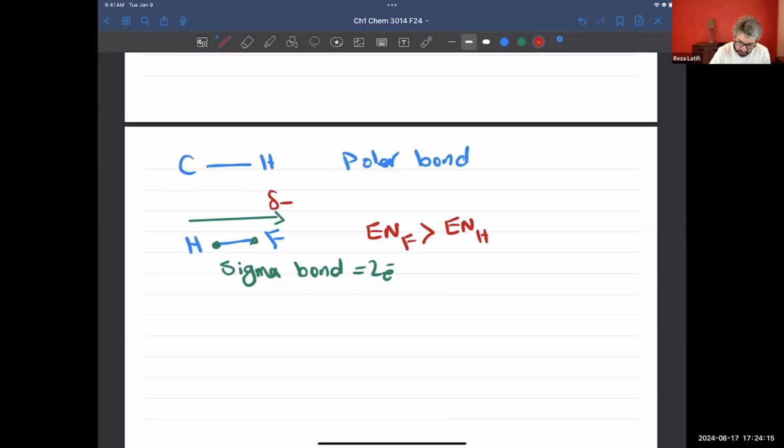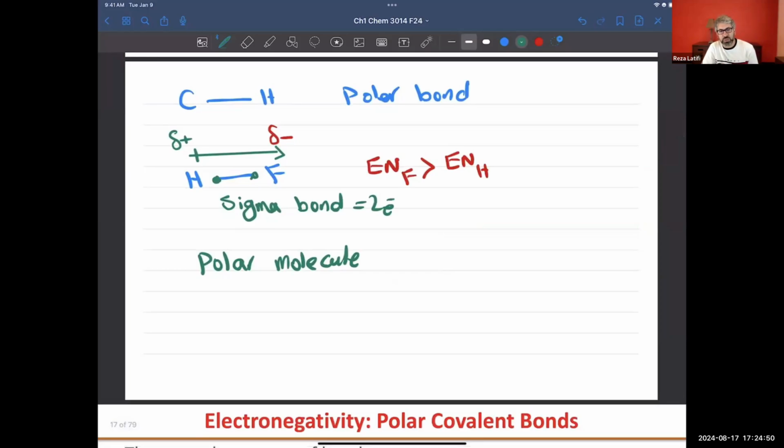How about hydrogen? Hydrogen lost something, so I'm going to put a cross on the tail to show that hydrogen is going to have a positive charge. Now I have a molecule that has two poles, positive and negative poles. So I'm going to call this molecule a polar molecule, because it has two poles, a positive and negative pole. In order to call the molecule polar, you need to have a difference in electronegativity.